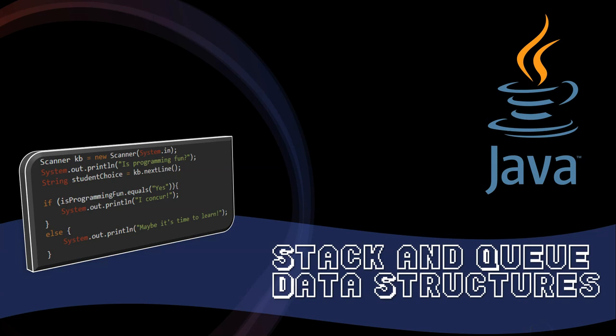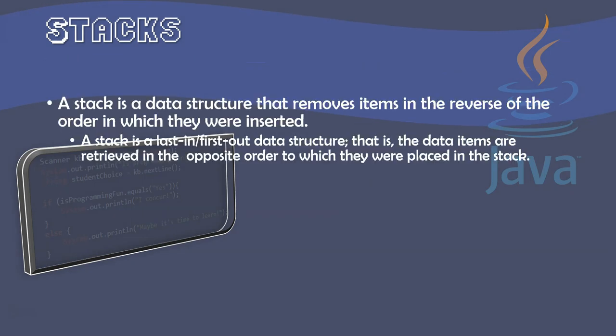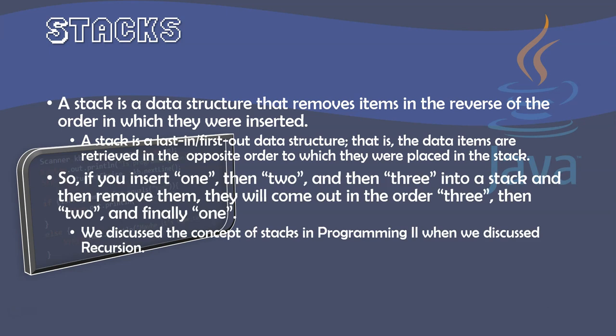And welcome back. We are now going to look at a different kind of structure here, which is the stack and queue data structure. Now, when we start talking about stacks, these are a data structure that removes items in the reverse order of which they were inserted. A stack is a last in, first out data structure. That is, the data items are retrieved in the opposite order in which they were placed in the stack.